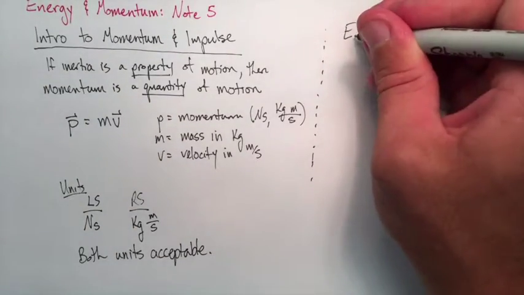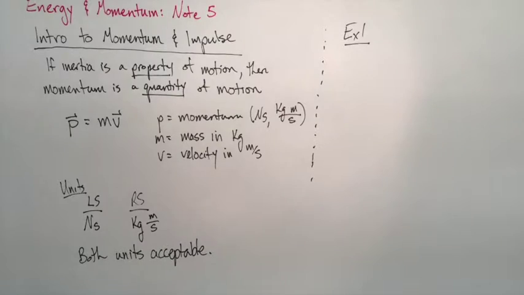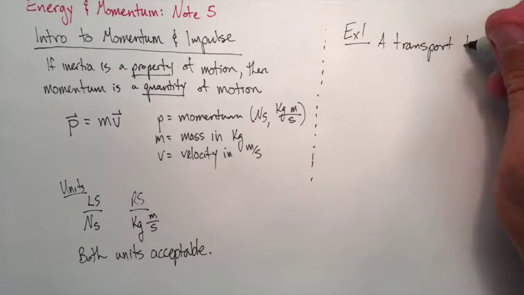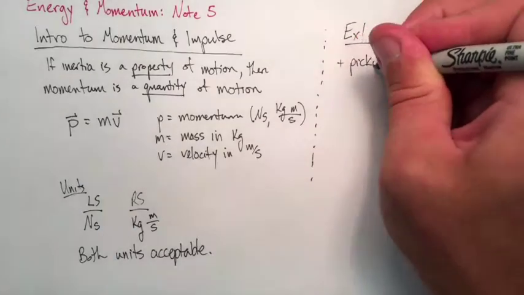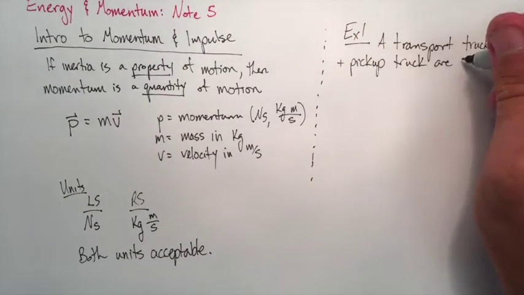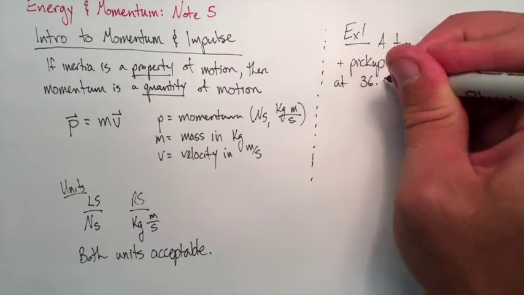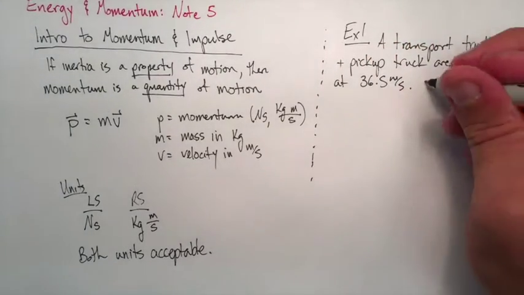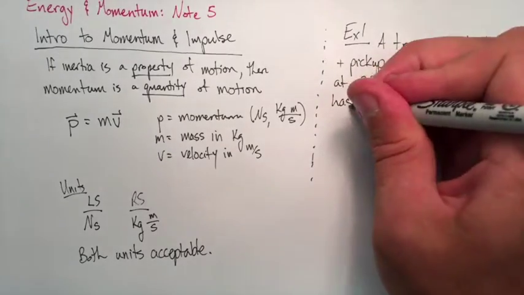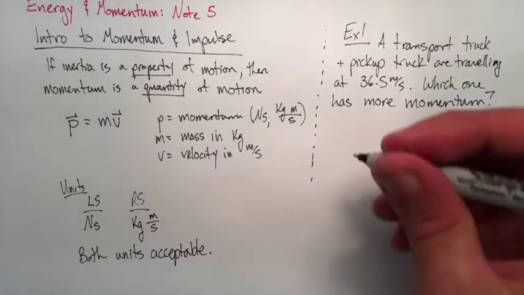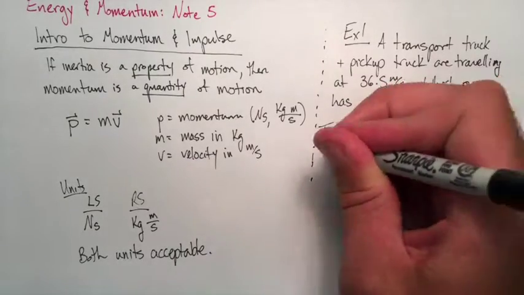Let's compare the momentum of a transport truck and a pickup truck. So let's say they're traveling down a highway, both going at 36.5 meters per second. That's pretty close to about 100 kilometers an hour. Let's calculate the momentum for each of them. So we're going to make two calculations here. We need to know the mass, which will be written here. First we're going to do the transport truck.